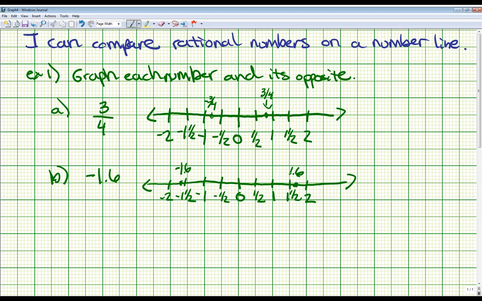If I were you, I'd pause the video now and get some practice graphing some other fractions and decimals in the middle of page 262.